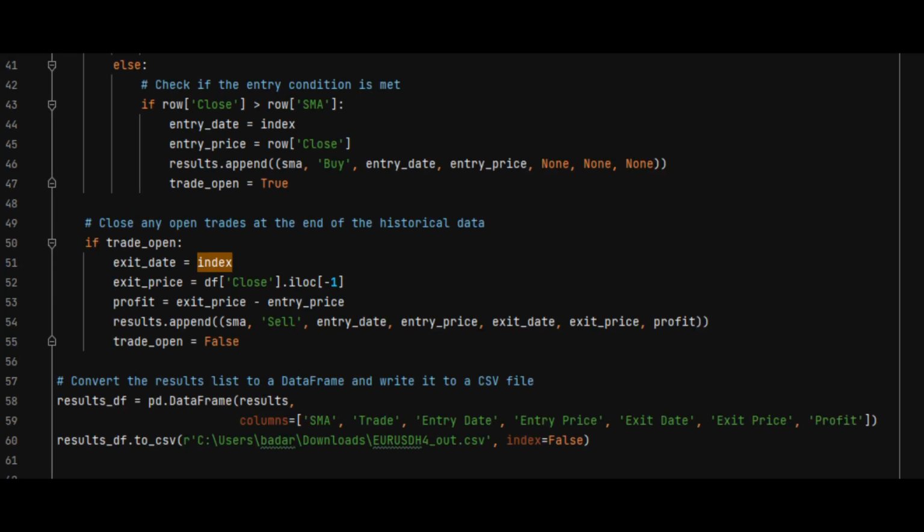This section of code shows that if a trade is not open, and the close price exceeds the simple moving average, then the trade is opened at the next close price. The trade open signal is subsequently marked as true, as seen on line 47. Lines 50 to 55 ensure that any open trades are terminated at the end of the dataset.